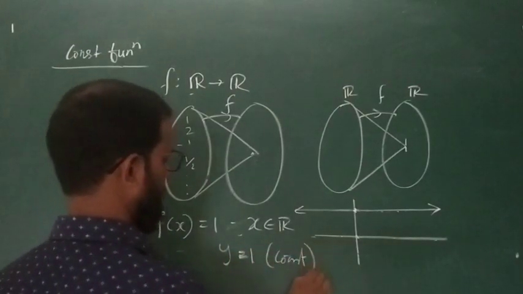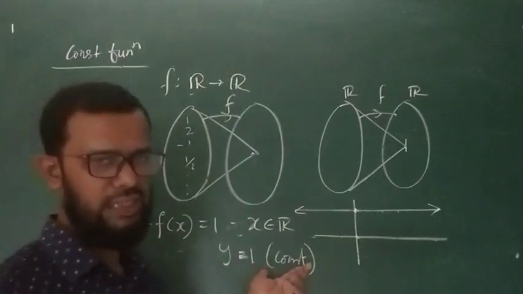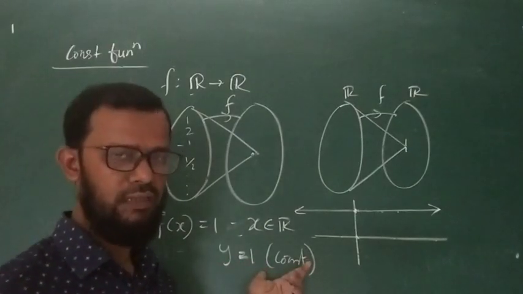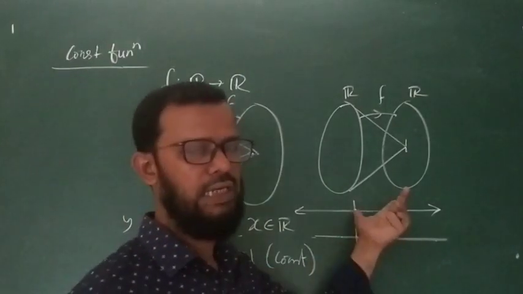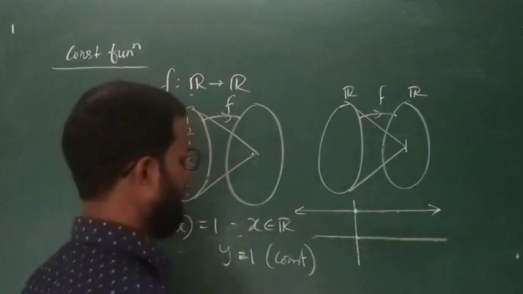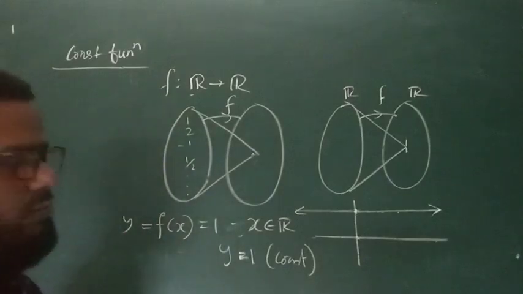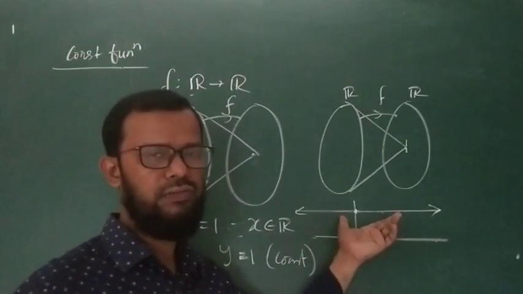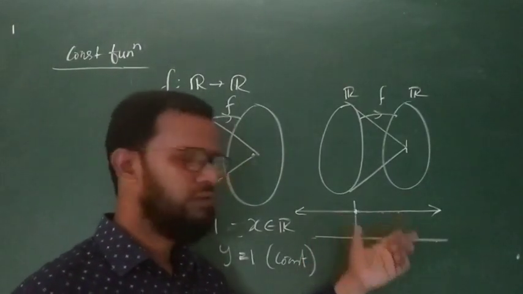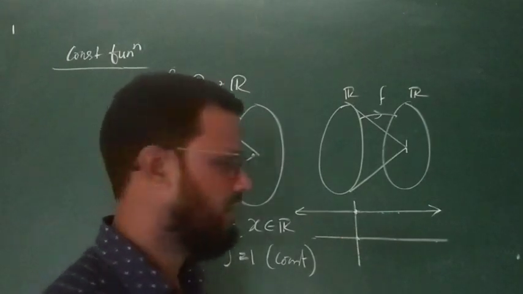You got this in coordinate geometry: y equal to a constant always represents a straight line parallel to the x-axis. Parallel to what? The x-axis. And in this type of function, as you see, there is no break. There is no break. And this function is always a continuous function. So a constant function is always a continuous function.